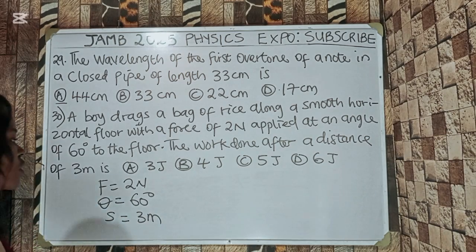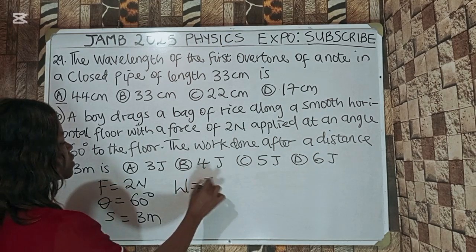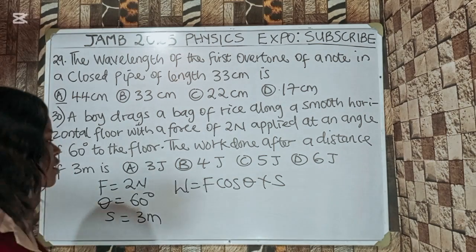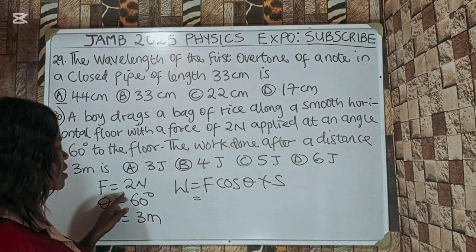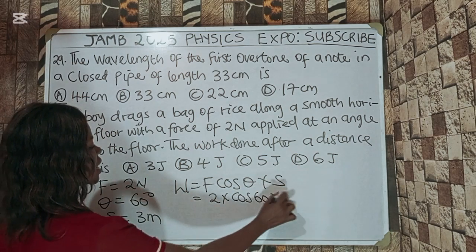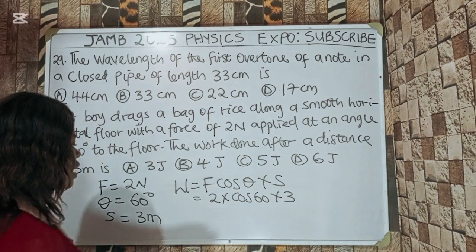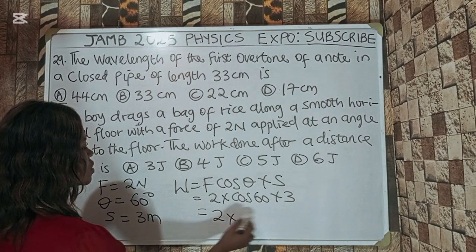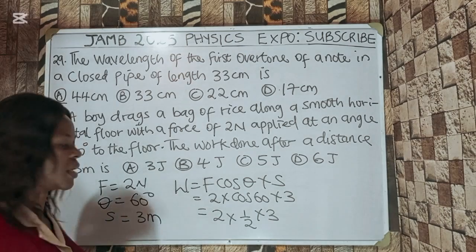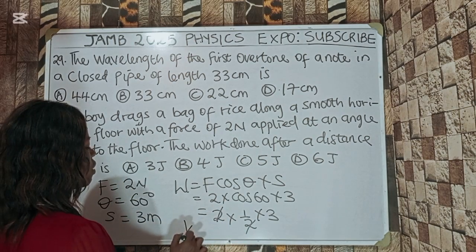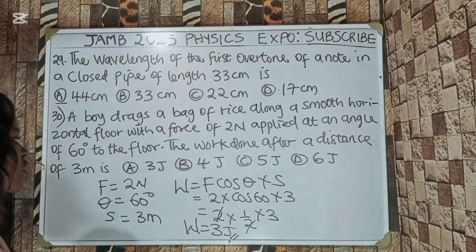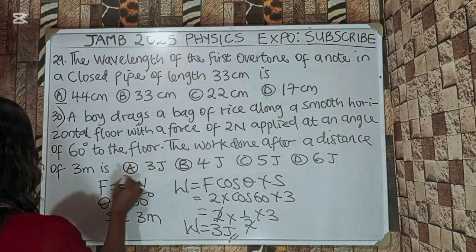So how do you know the work done? The work done, W, is equal to F cos theta times distance, right? So let's just substitute. My force is 2 multiplied by cos 60, then times 3. Now let's proceed. We know that cos 60 is 1 over 2, then multiplied by 3. Okay, now 2 cancels the 2, and the work is equal to 3 joules, right? So the correct option to this is option A.